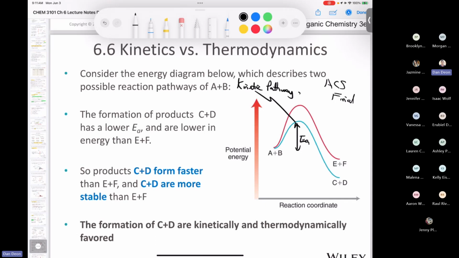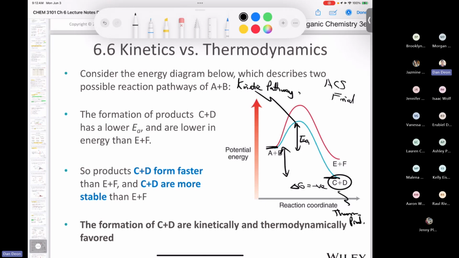But then in terms of thermodynamics, which products are going to be favored? Is it going to be C and D or E and F? Well, you see that not only is the blue pathway the kinetic pathway, but C and D are the thermodynamic products because they're more stable, right? There's a bigger delta G gap. This delta G gap is bigger than this little delta G gap here. So the delta G here for C and D is more negative, okay? And so this is also the thermodynamic product. I'll just put therm product, okay?